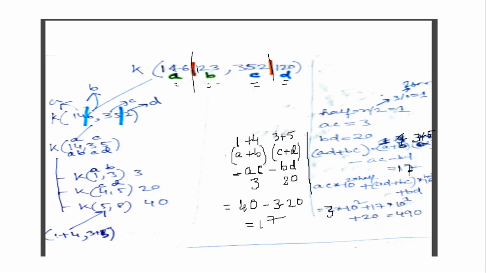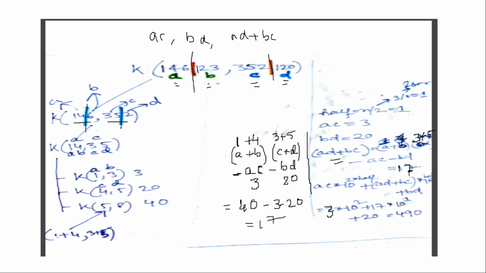As I said, first you have to calculate AC, then BD, and then finally AD plus BC. This third one is this one. Every time you have to do that, AD plus BC. So while calculating AC, A is 146 because this half part is coming, and 352 is coming from the first part of the second number. So this is AC. Again you have the opportunity to divide this number.